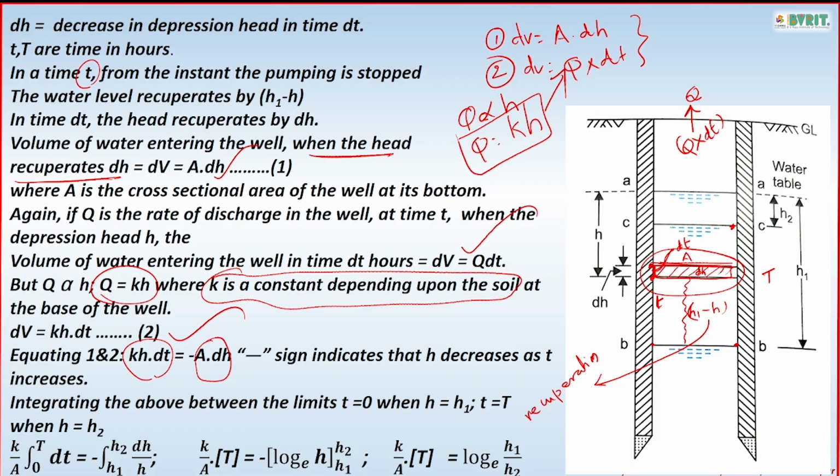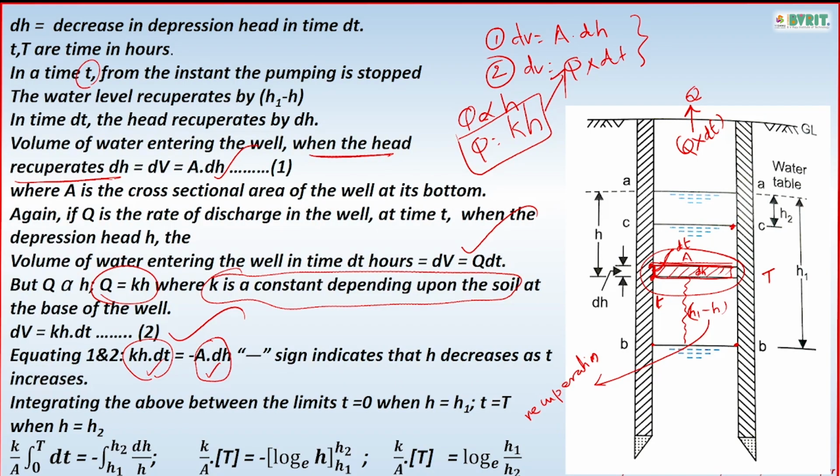Equating these two, we get basic KH dt is equal to minus A dH. Why the minus sign? H decreases as t increases. If you see it, as the time increases, what is happening to the depression head? It is recuperating. That is what I have shown.